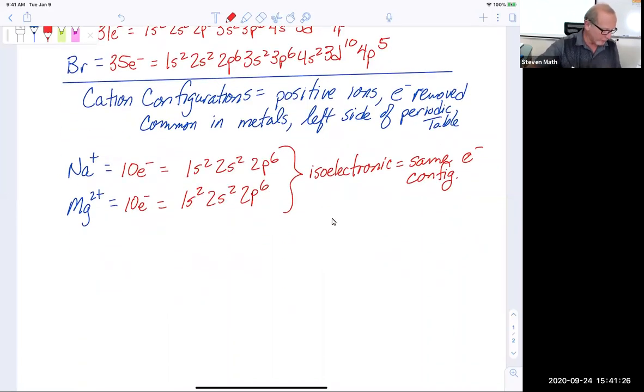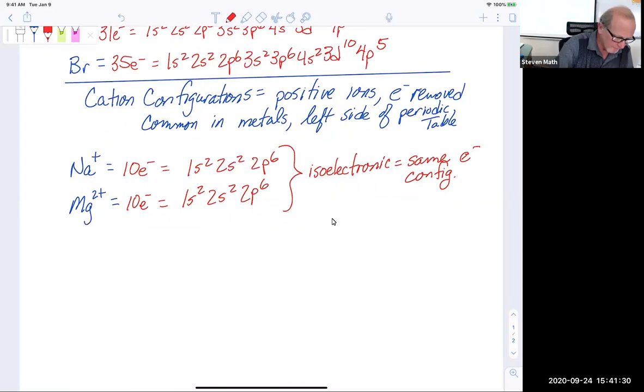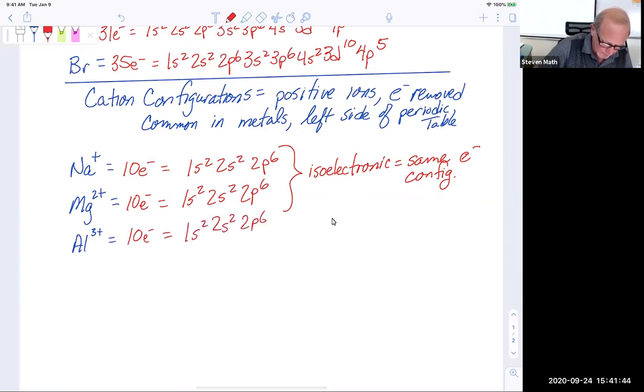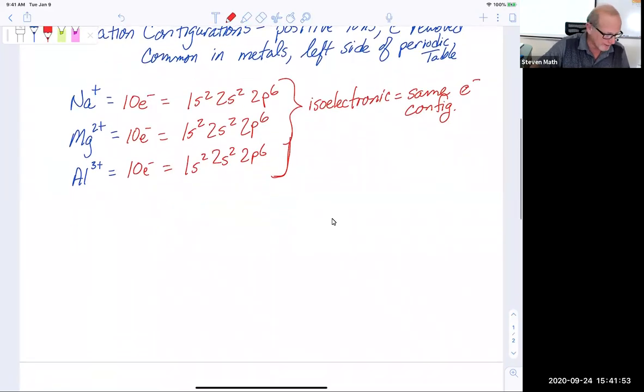So if we keep continuing through, we could do the same thing. It wouldn't be much of a surprise. We do aluminum 3+. Guess what? It was 13, lost 3, became 10 electrons. Same thing, 1s2, 2s2, 2p6. String that on down and finish that bracket out. All three of those things are isoelectronic. These are cations. Cations come from the left-hand side.